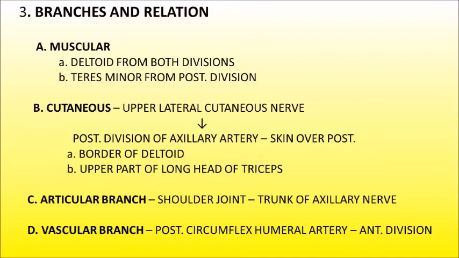Under cutaneous, the upper lateral cutaneous nerve of the arm arises from the posterior division of the axillary nerve and supplies the skin over the posterior border of the deltoid and the upper part of the long head of the triceps. The articular branch to the shoulder joint arises from the trunk of the axillary nerve, and the vascular branch to the posterior circumflex humeral artery arises from the anterior division.